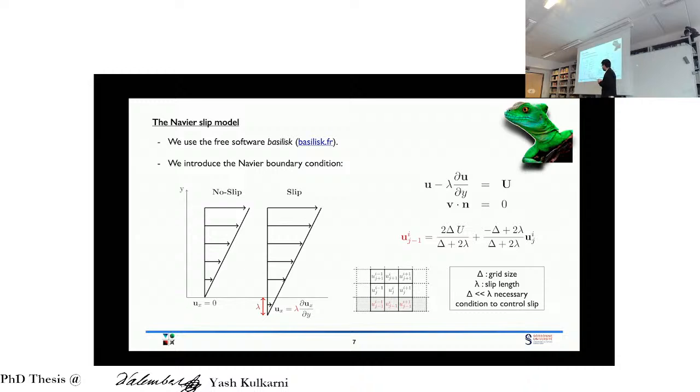This slip is quantified by the slip length λ, which is typically of the order of nanometers. The way we implement it numerically is by giving the value in the ghost cell layer based on the discretized version of this boundary condition. And for this implementation to work, we need our grid size Δ to be much smaller than the slip length λ, so that we will control the slip λ.